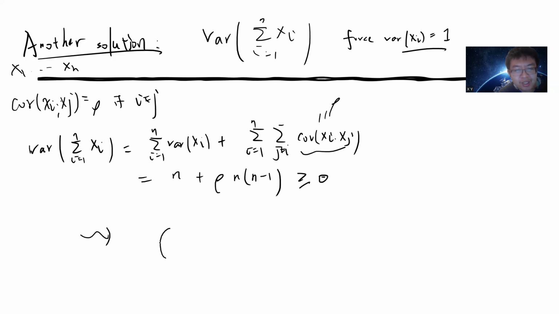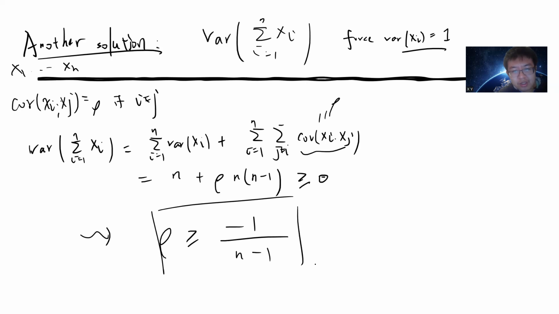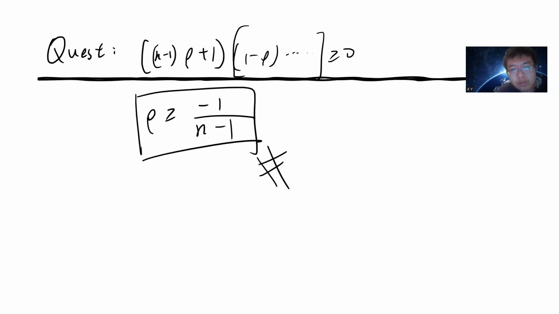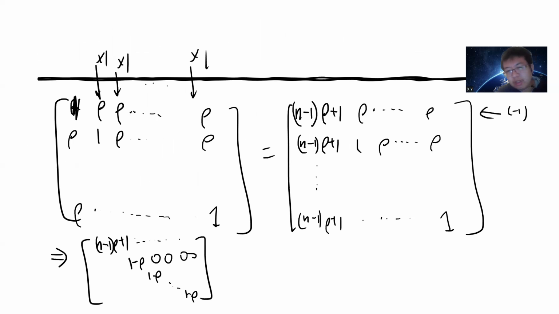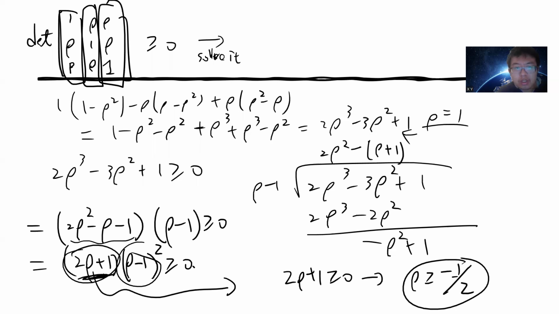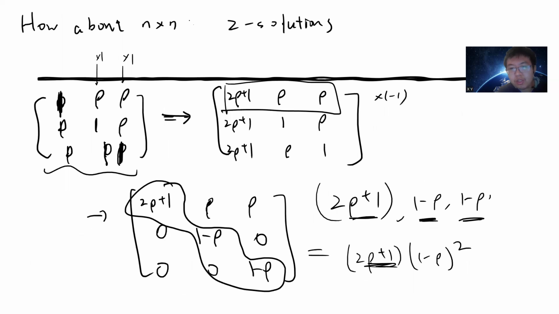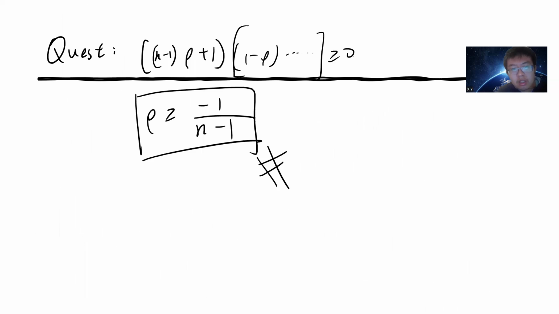Okay, so this gives you rho needs to be greater or equal to -1 divided by n minus 1. Okay, so this is a very quick proof. Yeah, but I mean, if you use these matrices, I think it's still a very good exercise.